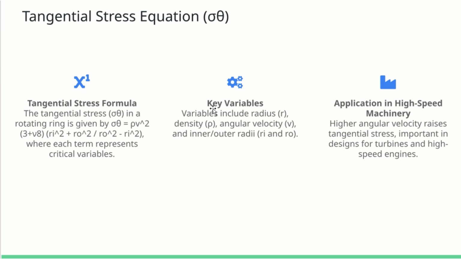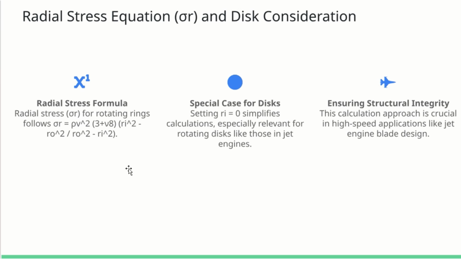Later, when you have the textbook with you, these are the key variables and the application in high speed machinery. Higher angular velocity raises tangential stress, important in design for turbines and high speed engines. Then for the radial stress equation, you can find the formula in the textbook.